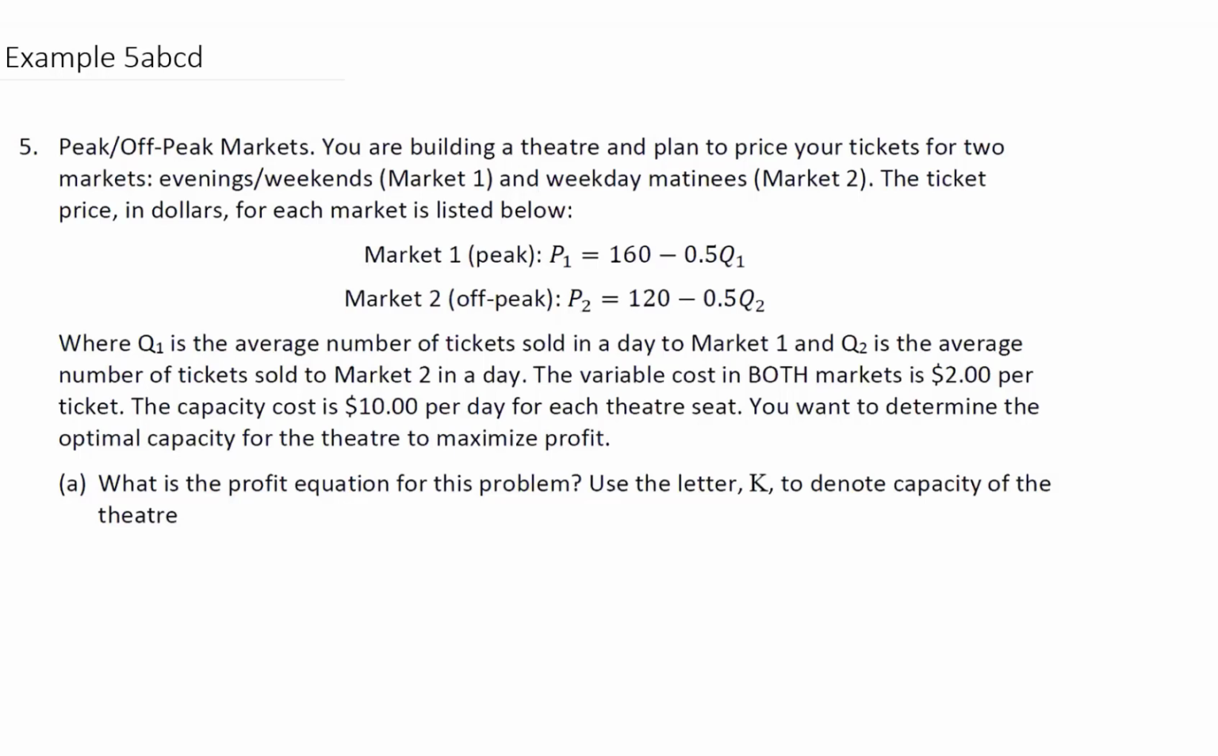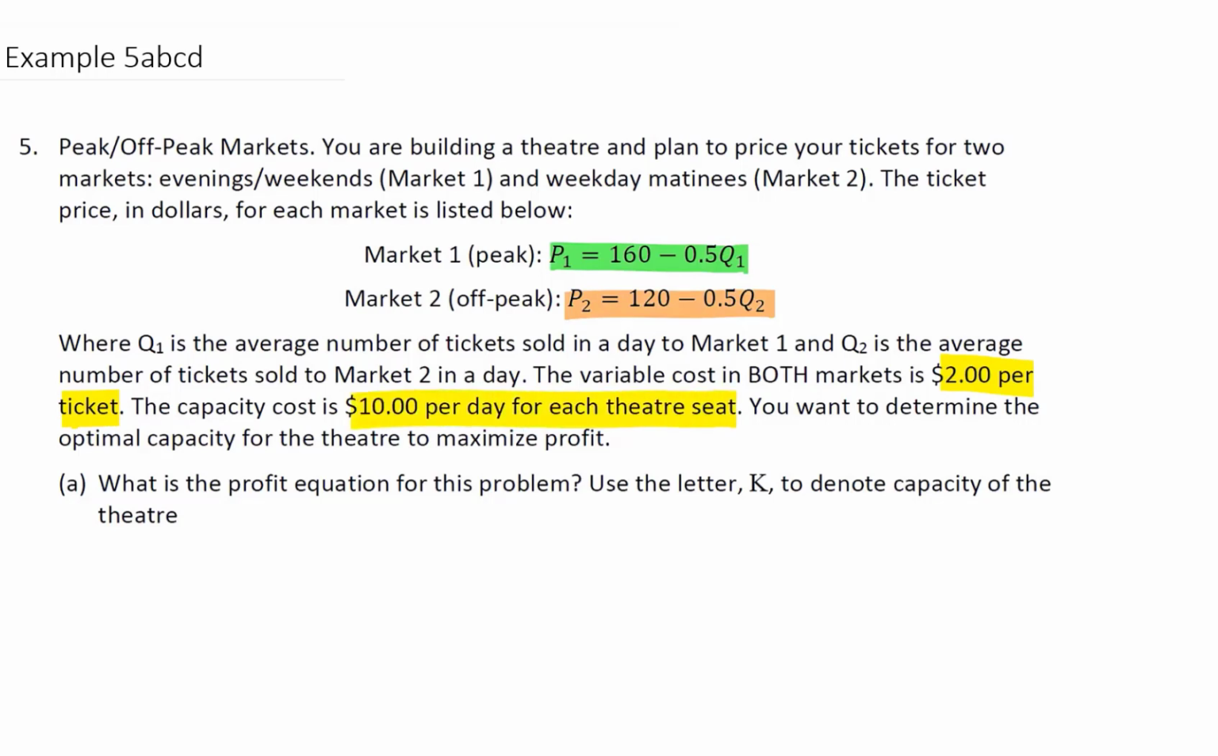What we have here are our two markets. We've got P1, the demand equation for market 1, and P2, the demand equation for market 2. Q1 is the average number of tickets sold in a day to market 1, and Q2 is the average number of tickets sold to market 2 in a day. The variable cost in both markets is $2 per ticket. The capital cost is $10 per day for each theater seat.